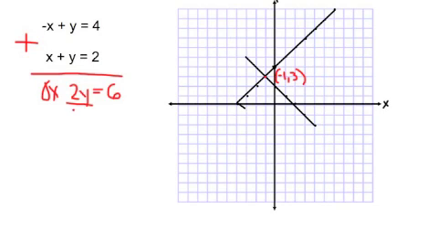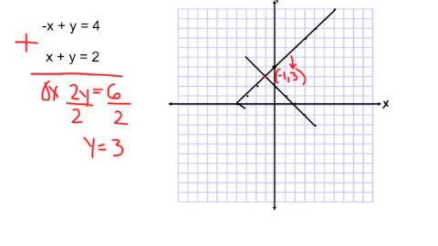I'm going to solve for y by dividing both sides by 2. When I divide both sides by 2, you'll notice I get y is equal to 3. So there it is, there's my y coordinate of 3. Let me try a different way. Instead of adding, let me subtract.